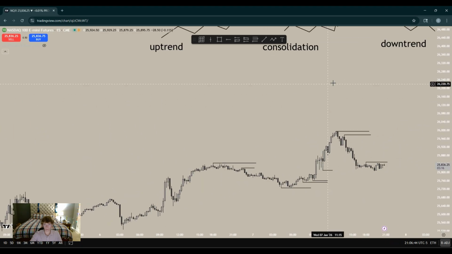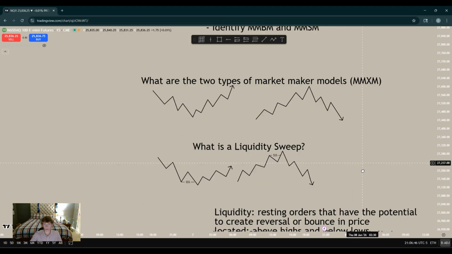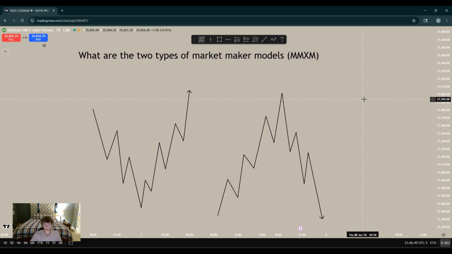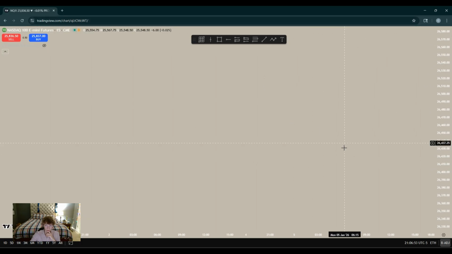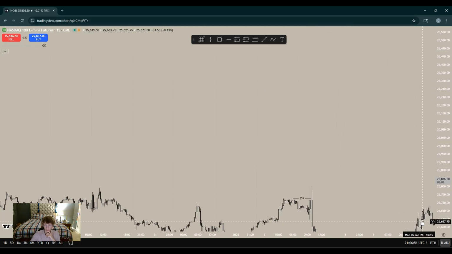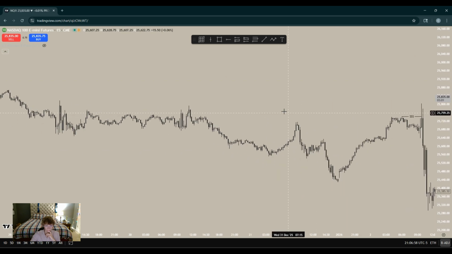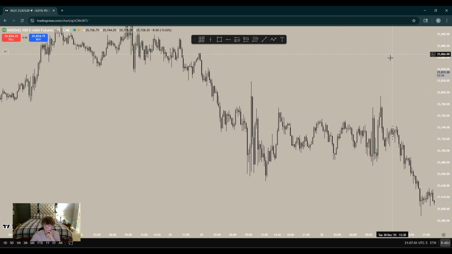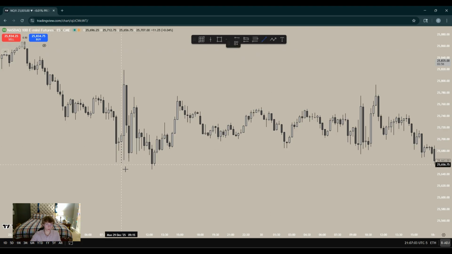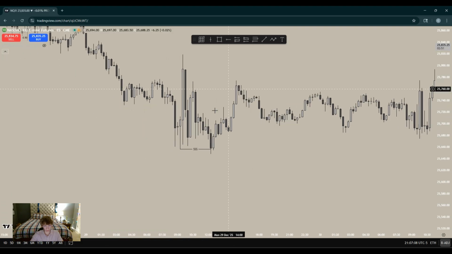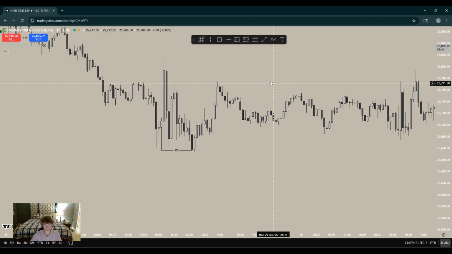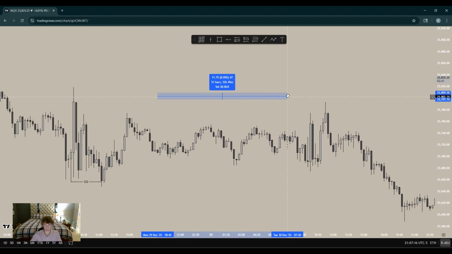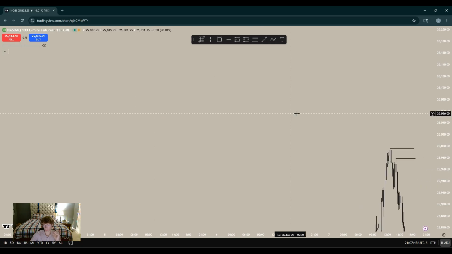Just like that, right? So now let's go back. What are the two types of market maker models? Actually, let me do a bearish example just so you can understand that one too. Find the chart. Right here, we have lows. We have liquidity resting below the lows. We take the liquidity and then we reverse. We're in a previous downtrend, form an uptrend. Perfect.